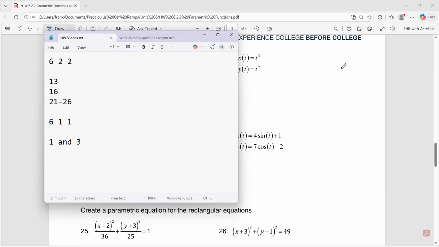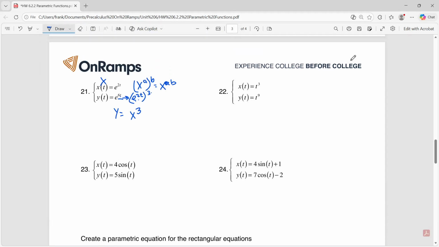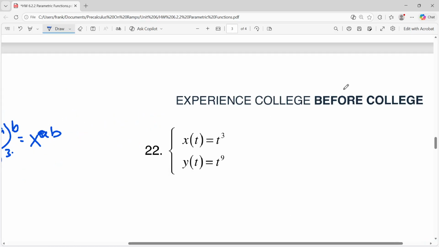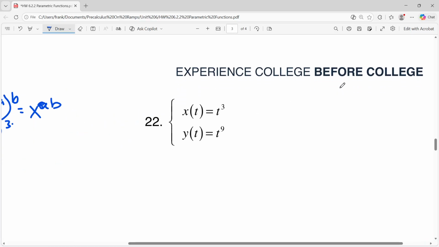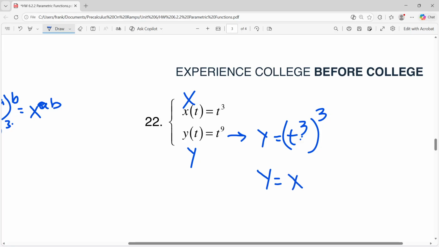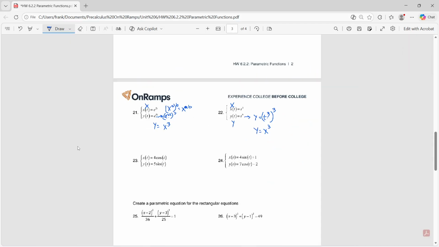Okay, 21 through 26. Here's 22. This again, y equals t to the 9th. I could put y equals t cubed, cubed, because 3 times 3 is 9. I can multiply those exponents. Now I substitute x for t cubed. y equals x, and then the cubed on the outside. y equals x cubed. All right, that's 22.